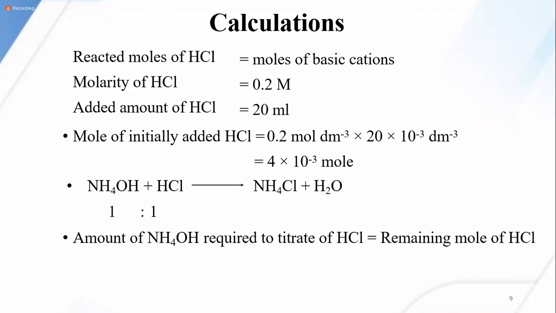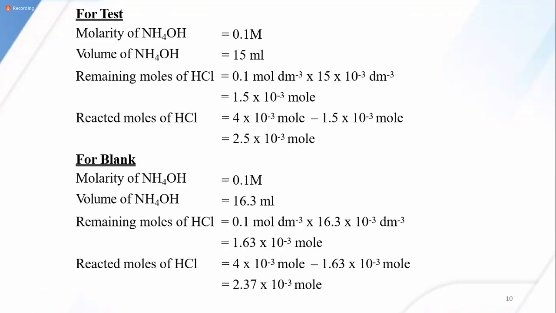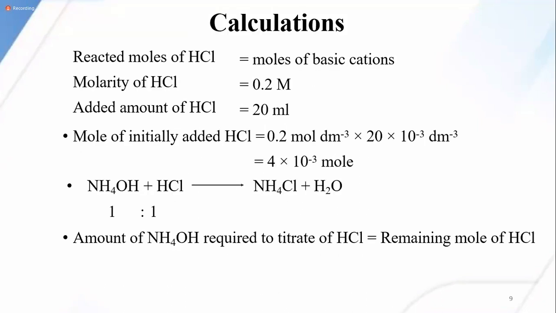Okay, so the mole ratio is 1:1. So you can simply do the calculation. You have to do it for the test and blank. Right? So are you clear about this one? The amount of NH4OH that is required to titrate the HCl is equal to the remaining mole of HCl. Can you understand this one? Yes, ma'am. Okay. So you can use that equation.